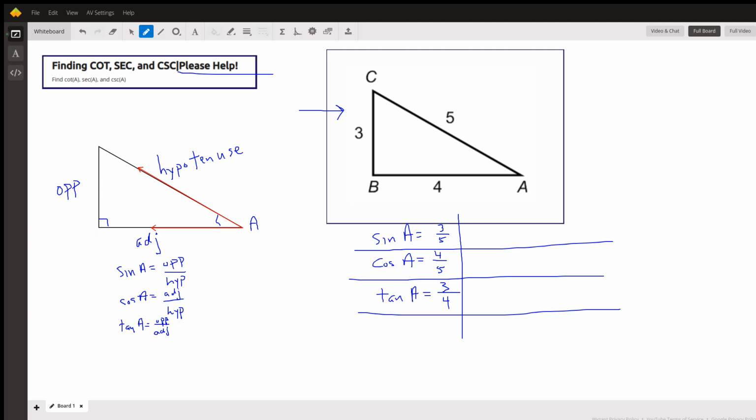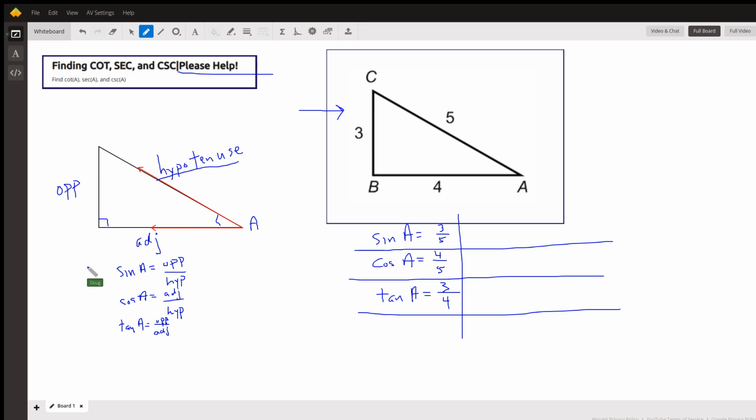opposite side is the leg of the right triangle that is not this ray right here. This ray is the adjacent side. The longest side is the one opposite the right angle, and it's always called the hypotenuse.